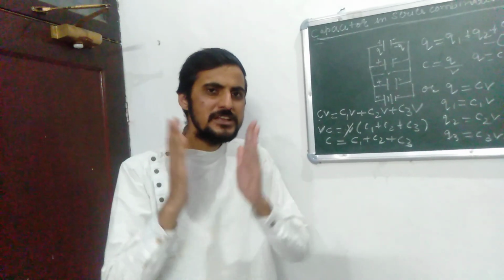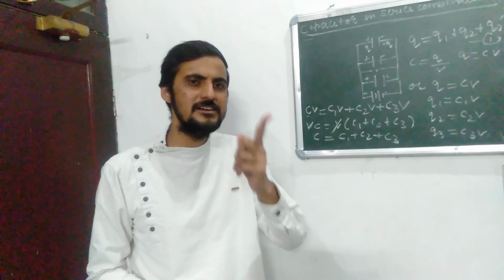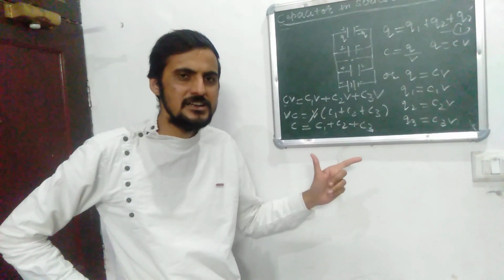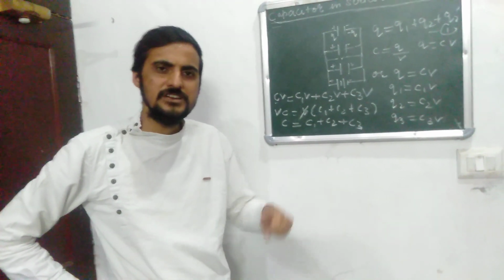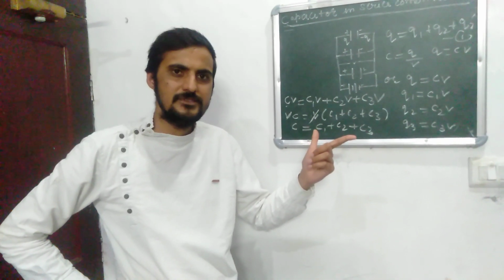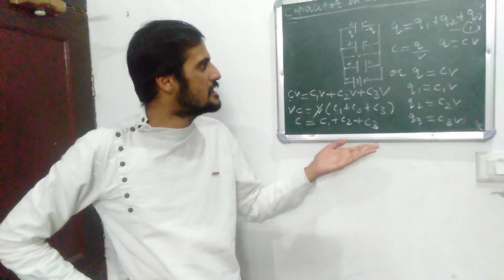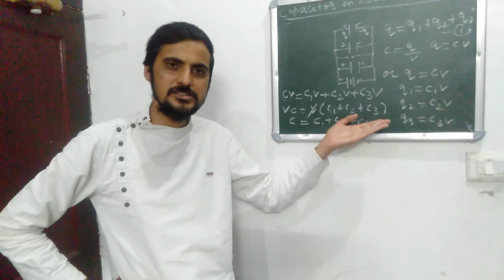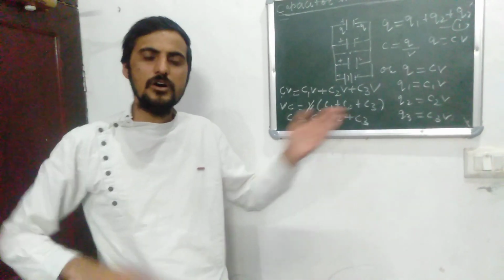The main thing you have to remember is that in the parallel circuit, the potential difference remains the same. In the series, the potential difference becomes different. This is the case when the capacitors are connected in the series and the parallel combination. This is all about my video.